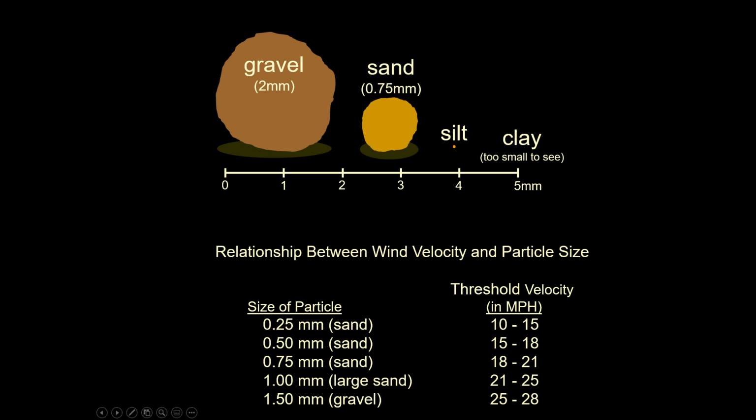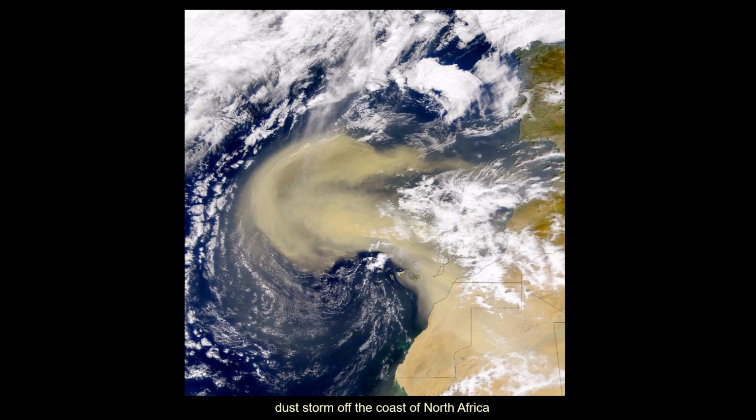And then, of course, even bigger stuff like this 2 millimeter gravel particle, that's going to probably require a threshold velocity over 30 miles an hour to remain held in suspension, carried in suspension.